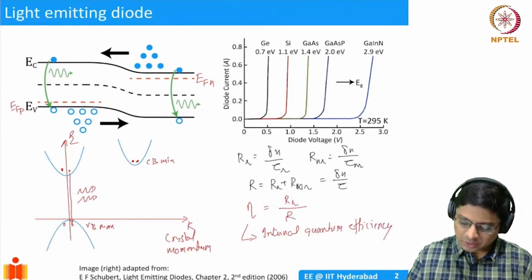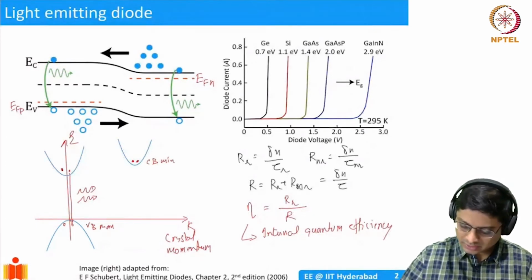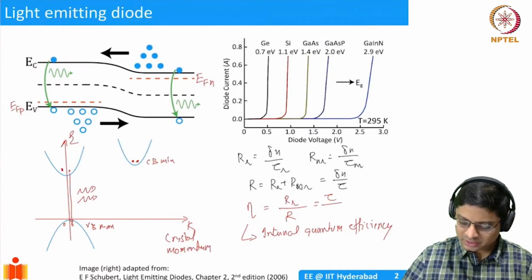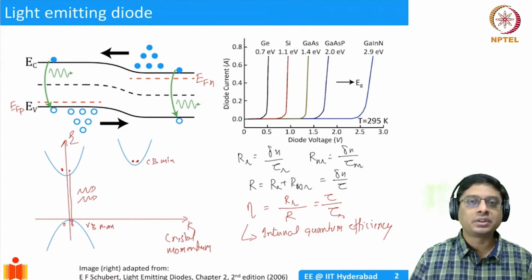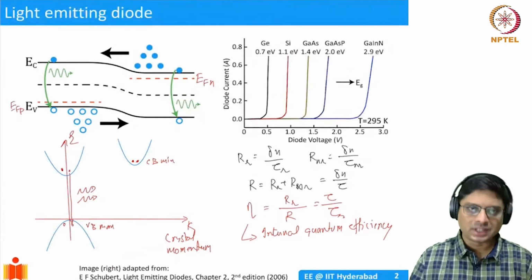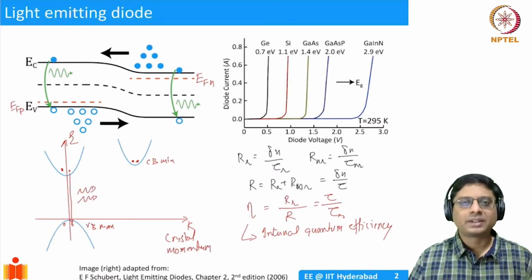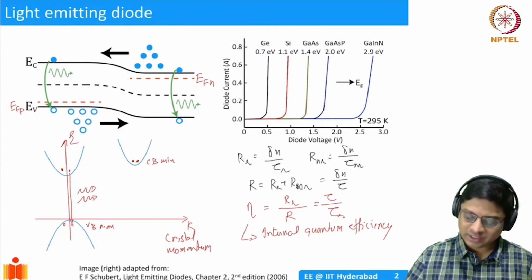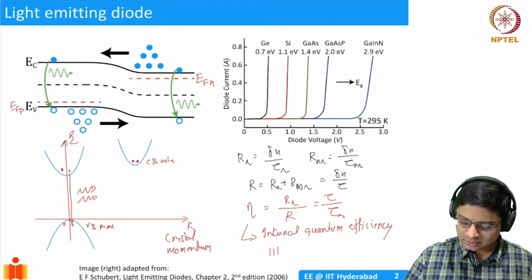Okay, and if you want to talk in terms of lifetimes, so R is inversely proportional to tau, so you could always write this in terms of tau, and the radiative rate is inversely proportional to tau R. So if you have a very short radiative recombination time, it'll emit a lot of photons. And direct bandgap semiconductors have a very short radiative recombination time. That's why the radiative recombination rate is higher. So this is the main difference between direct and indirect bandgap semiconductors, because of which direct bandgap 3-5 materials are useful for LEDs.